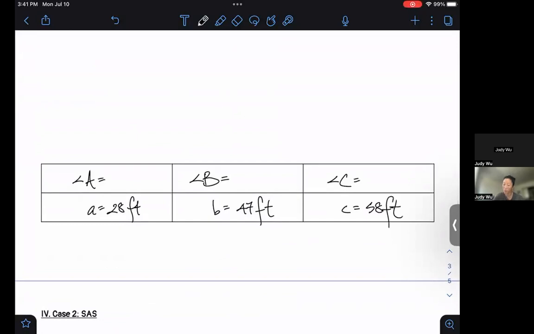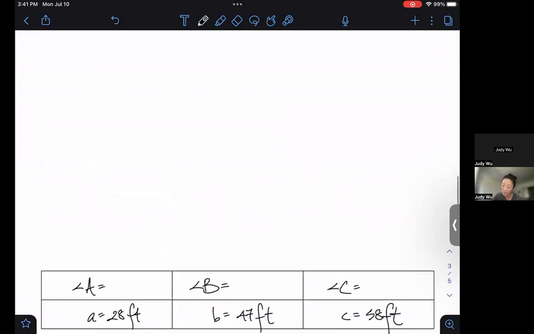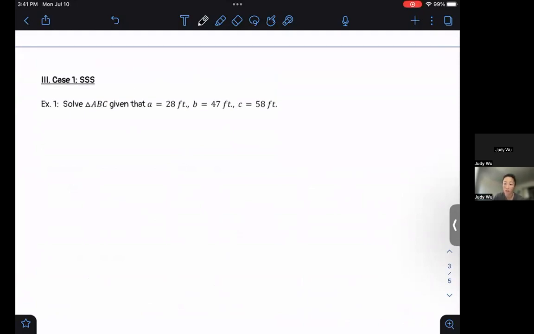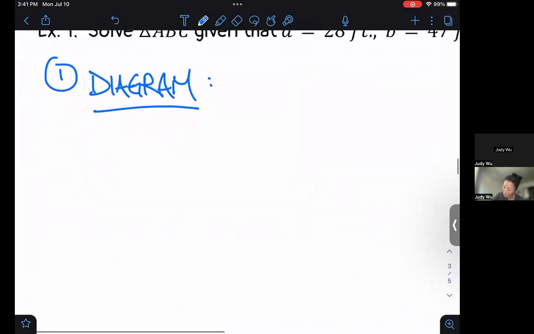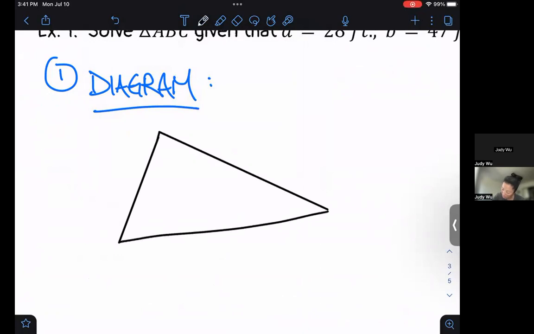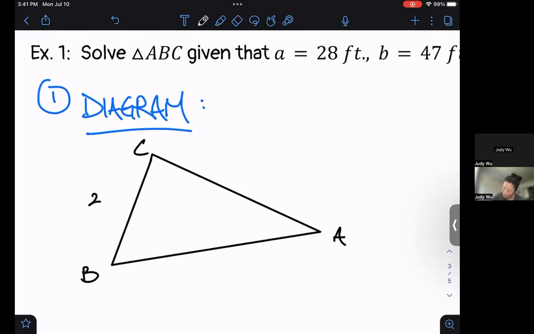So we have all three sides, but we don't have any angles. Then we're going to want to use law of cosine. But first, let's come up with a diagram. So triangle A, B, and C. That means this is 28 feet. That little mark means feet. 47 feet and 58 feet.